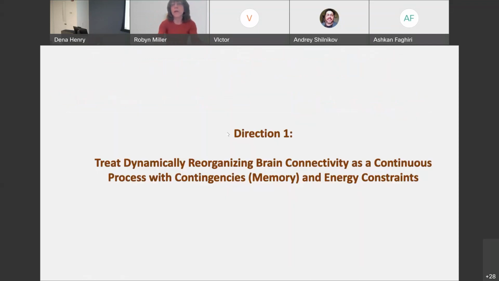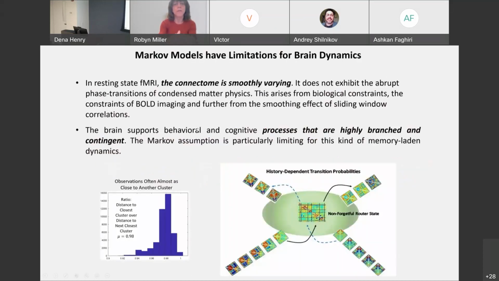And so one of the newer directions now is to treat the dynamically reorganizing brain connectivity as a continuous process with contingencies, which is to say memory, and with maybe some energy constraints. So to dig in a little more deeply with this kind of measurement.